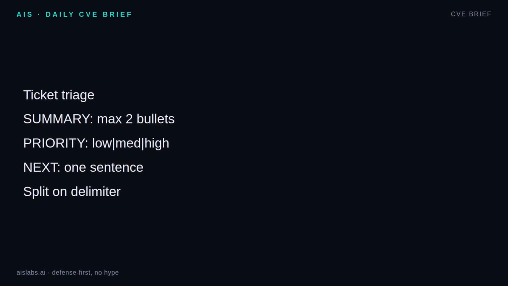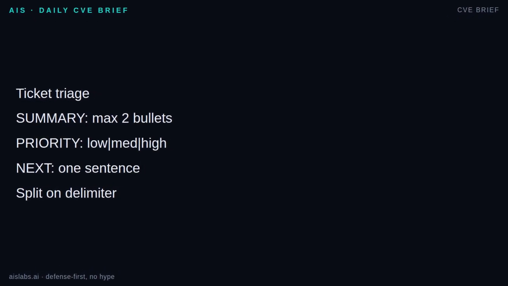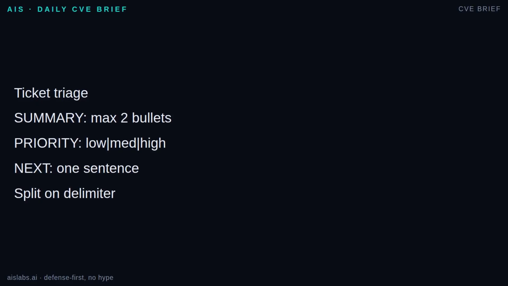Suppose you are triaging customer tickets. The beginner prompt says, "Read this ticket and decide what to do." Better, return exactly 3 sections in this order: summary, priority, next action. Put the line end section after each section. Summary has at most 2 bullets. Priority is 1 word, low, medium, or high. Next action is 1 sentence. No preamble, no apology. Now your code can split on the delimiter and check that it got 3 chunks.